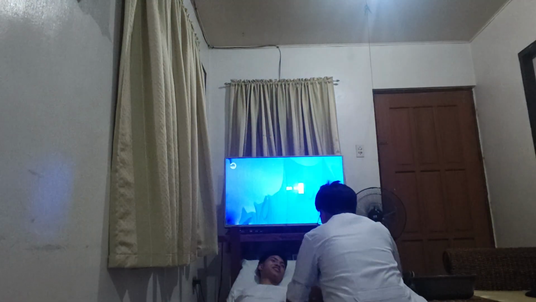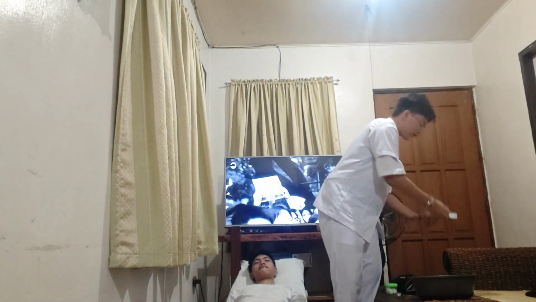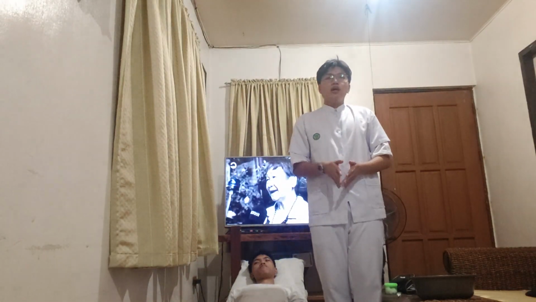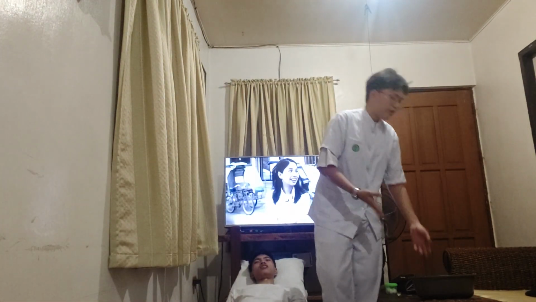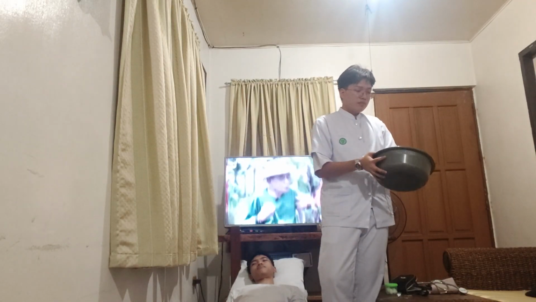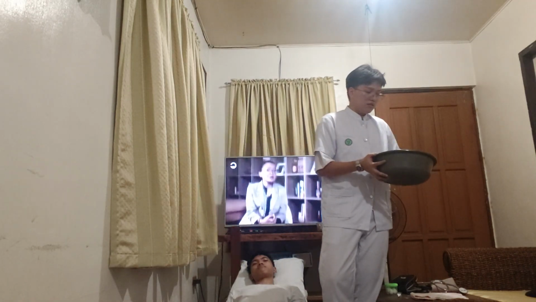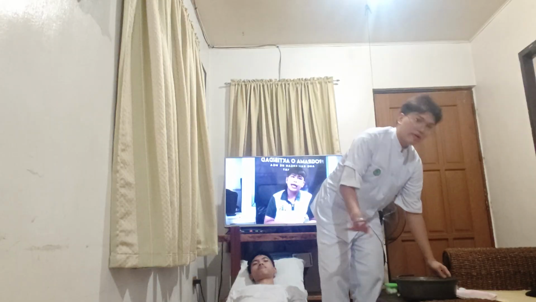Okay, so the client's blood pressure is 120/80, which is normal. After checking the client's vital signs, I'm going to identify the expected outcome. After identifying the expected outcome, I'll be assembling and preparing the equipment needed for the cold compress. So we have here the basin, the towel, and the ice, as well as the towel we're going to use for the ice compress or cold compress.